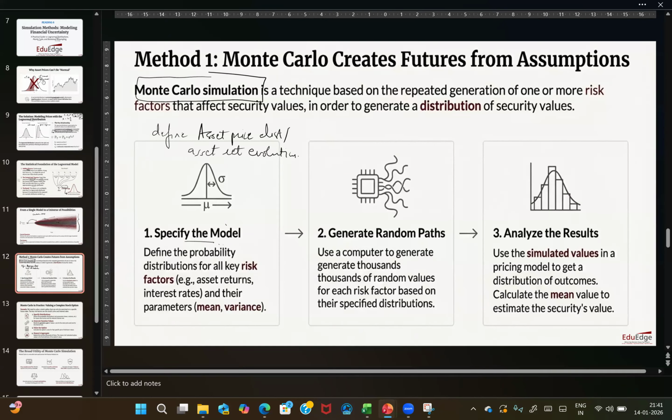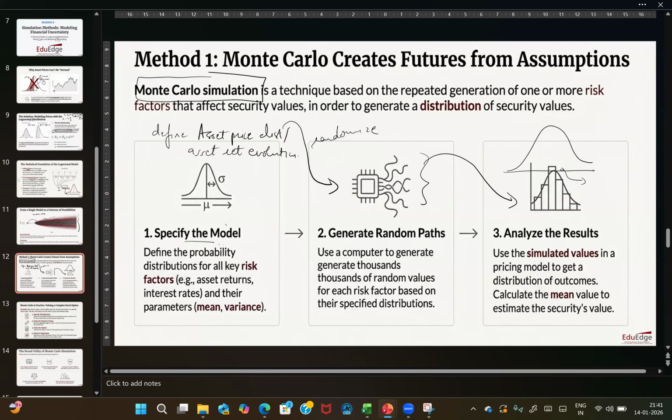Second is, based on this distribution, you randomize the outcomes and you generate random paths. And based on the outputs of the random paths, you analyze the results, create the distribution, and then probably the mean value will give you the price of the instrument in the future. You take the present value, that will fetch you the expected price of the instrument today. So this is what generally is done in the industry.